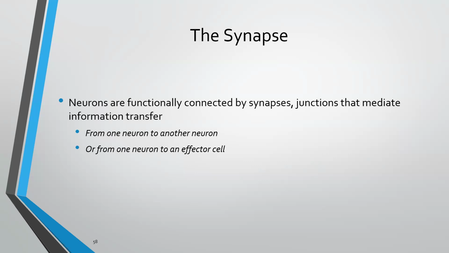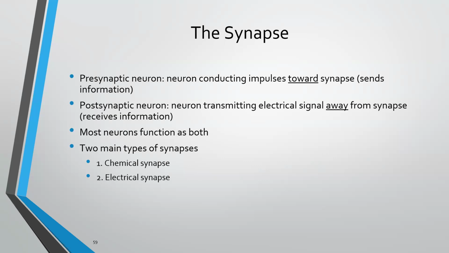Neurons are functionally connected by synapses, which are junctions that mediate information transfer, right? So you have a bunch of different neuron cells. How do you get information from one neuron cell to the next neuron cell? So a synapse is when one neuron communicates with another or with an effector cell. And chemical and electrical synapses play distinct roles in this process.